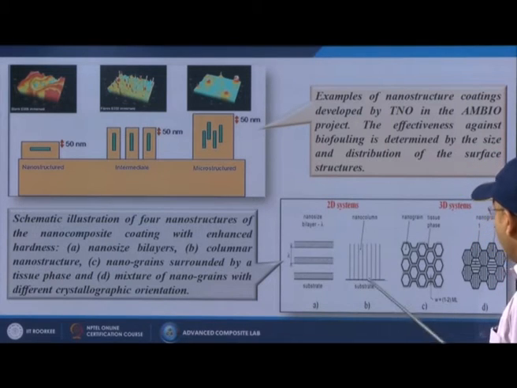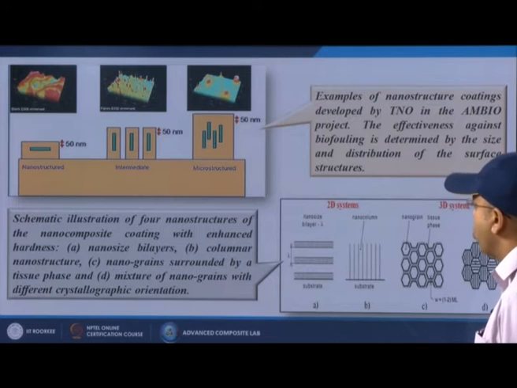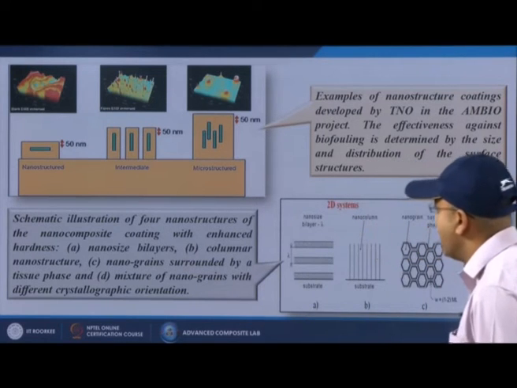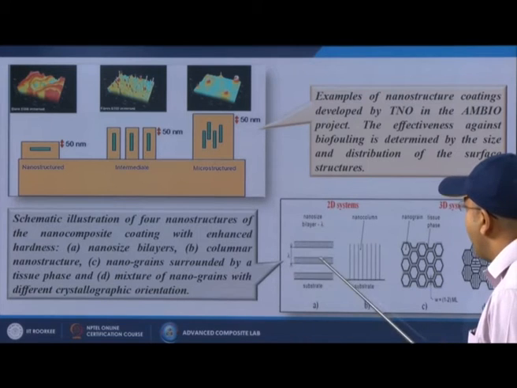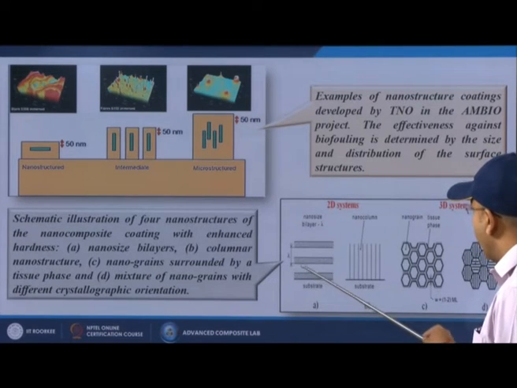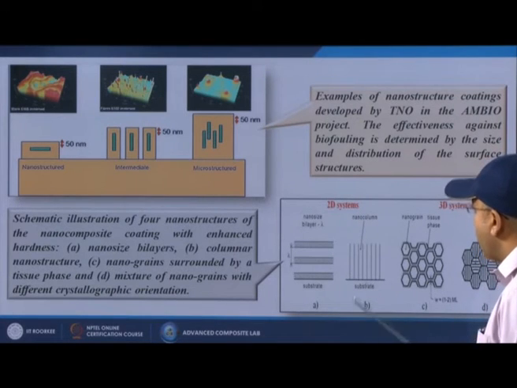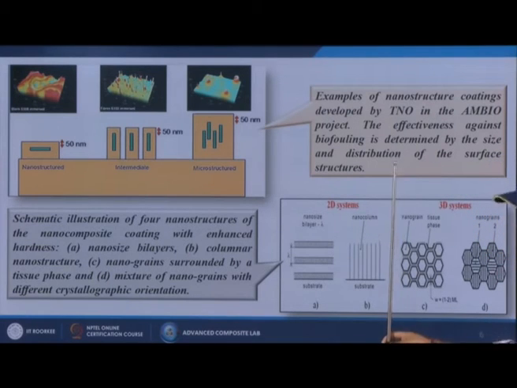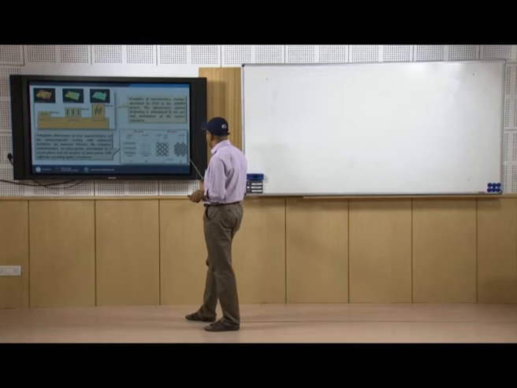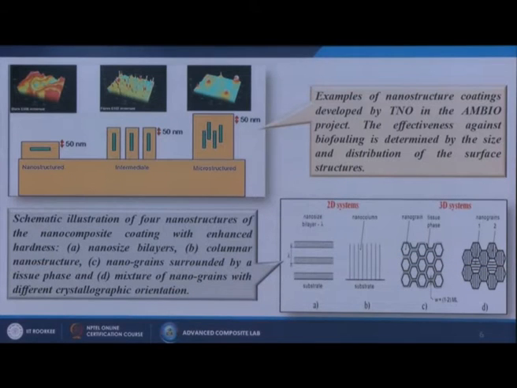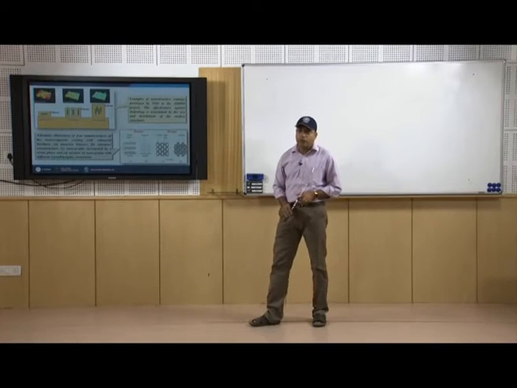Here are also schematic illustrations of four microstructures of nanocomposite coatings with enhanced hardness. The first one is nanosized bilayers. Here you can see that on the substrate we give different layers of coatings onto the material itself. Next is the columnar nanostructure, in which the nanoparticles are stacked in the longitudinal direction. Then nanograins surrounded by a tissue phase, where the nanoparticles are simply dispersed on the substrate itself. And the last one is a mixture of nanograins with different crystallographic orientations. Some nanoparticles may be in the horizontal position, and some in the longitudinal position.